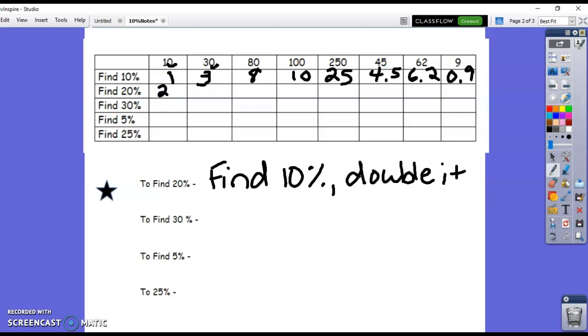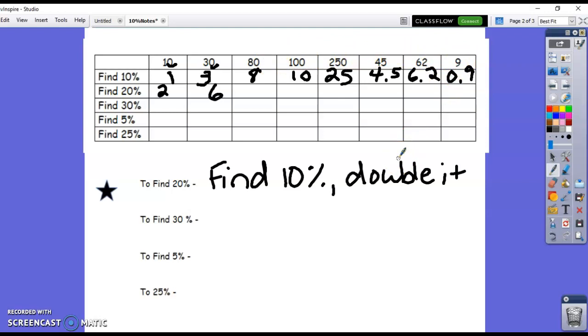10% of 30 is 3. If I double 3, I get 6. So 20% of 30 is 6. I would like you to finish the row. Find 20% of each of the remaining numbers.